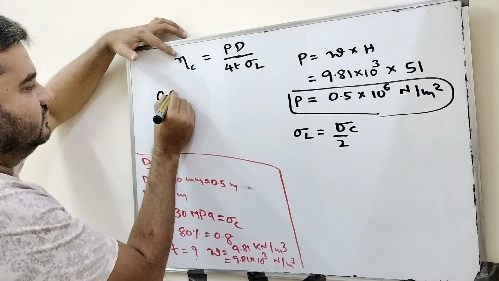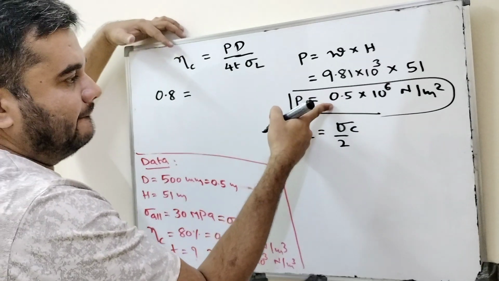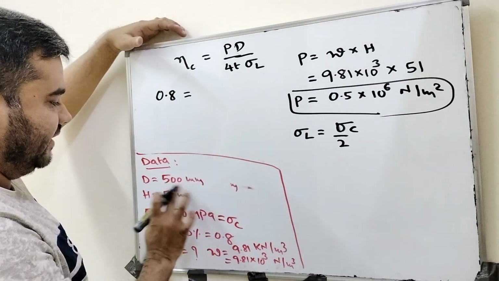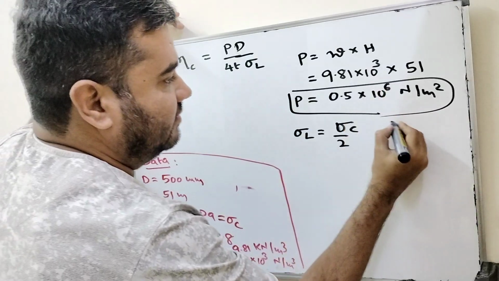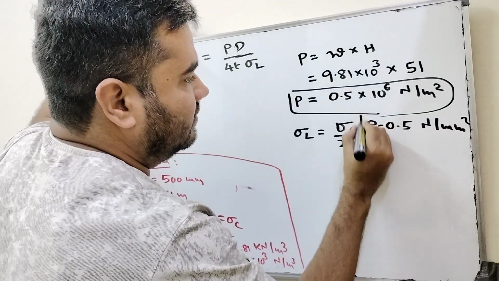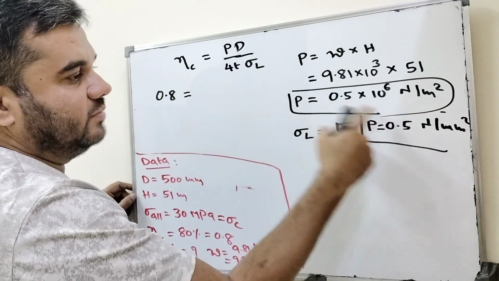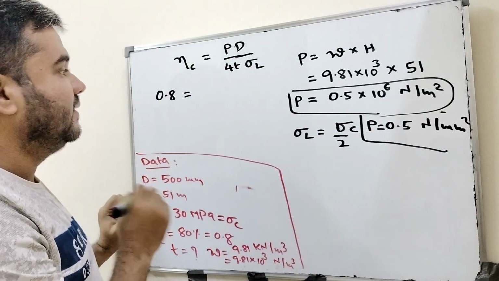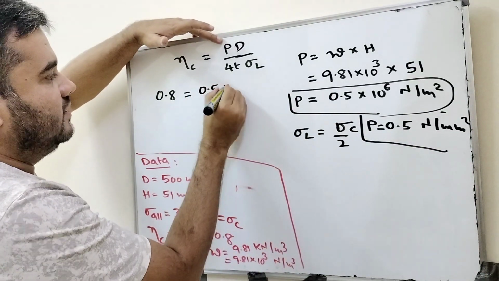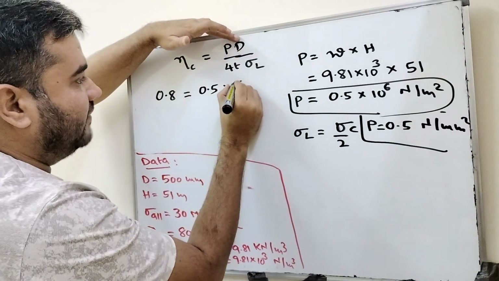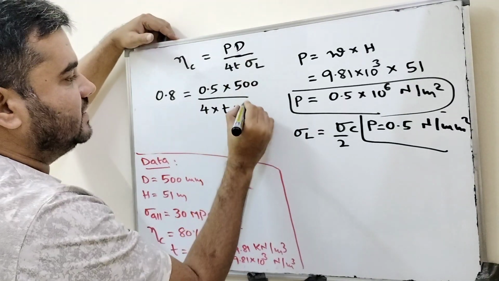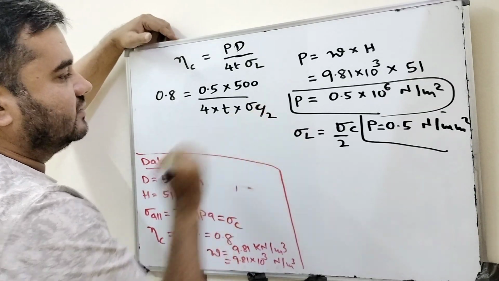First, 0.8 equal to P. Better to convert this into mm units. P is 0.5 Newton per mm square. So 0.8 equals 0.5 Newton per mm square into the diameter in mm, 500, divided by 4 times the thickness, into sigma C by 2. We don't know the thickness yet.